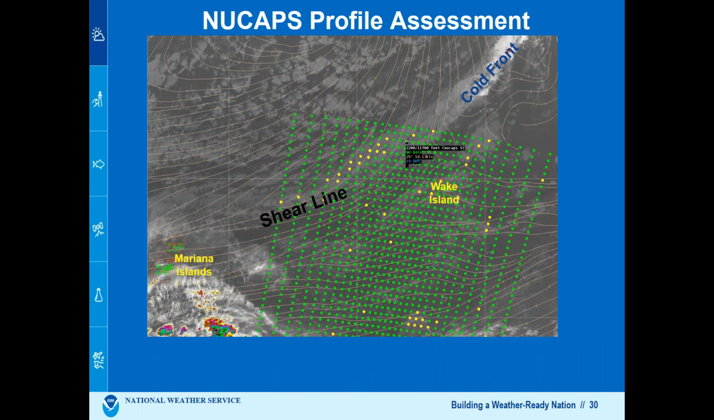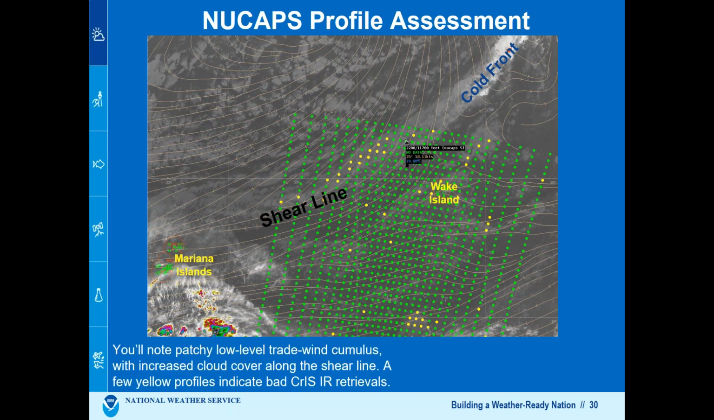So here's the NUCAPS that I've added on. You can see the surface streamlines indicated in the tan shaded lines. And so you'll see the patchy low-level clouds. There's a couple of yellow profiles.